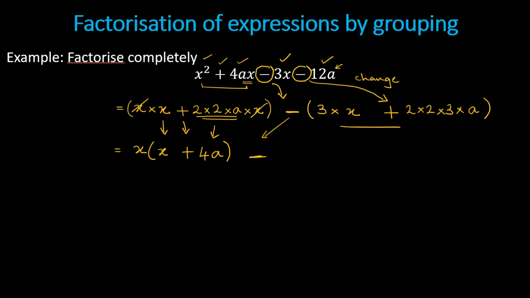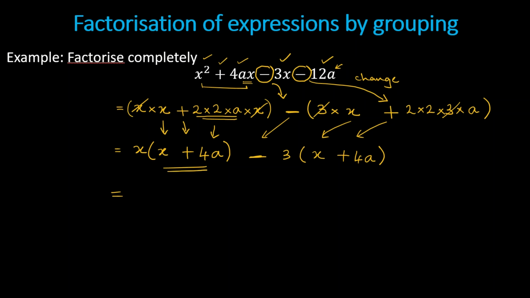Now for the second pair of brackets, what is the common factor? The common factor is 3. So 3 outside. We are left with x plus, again, 2 times 2 is 4. Then we have a. You write down the a. Okay. So we carry on.